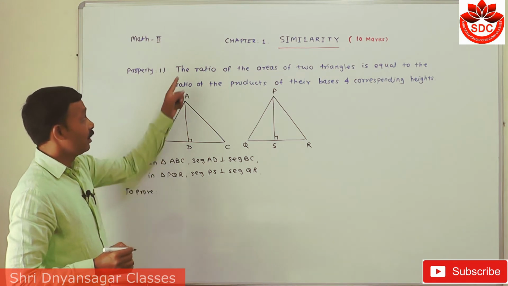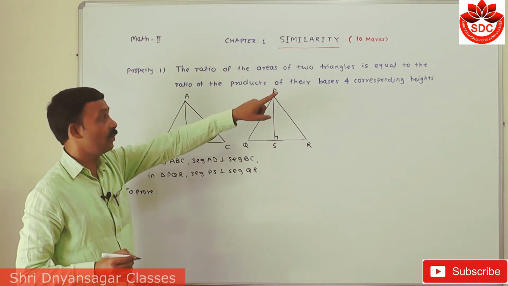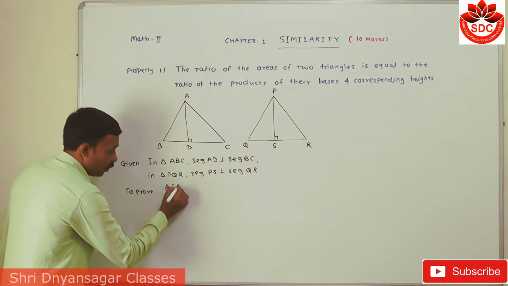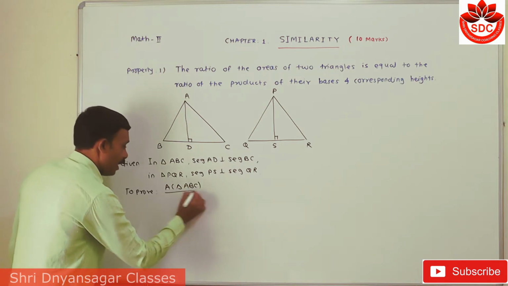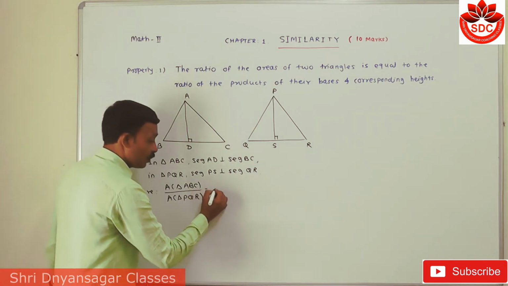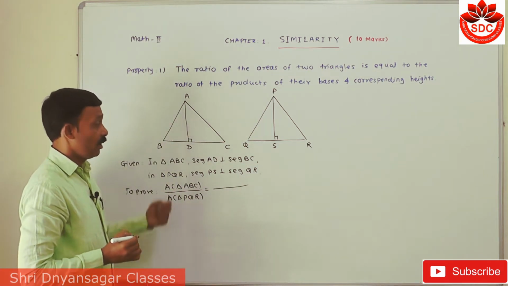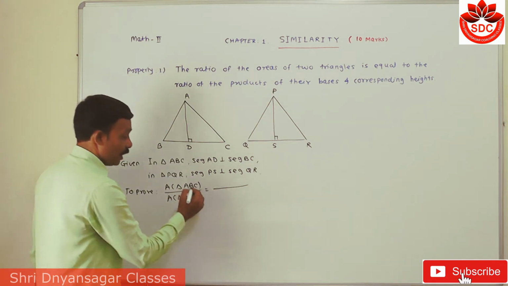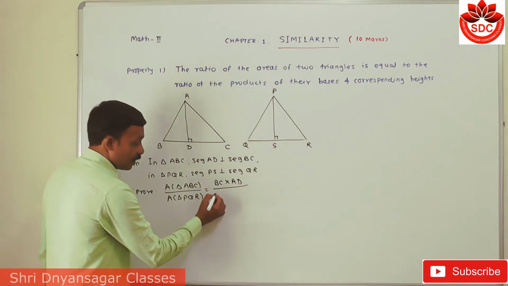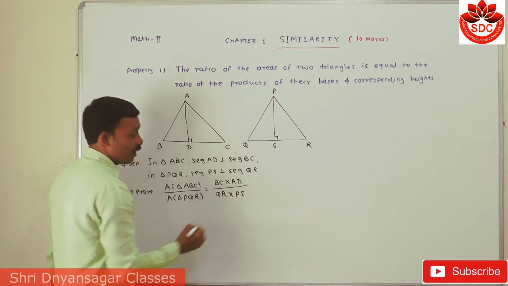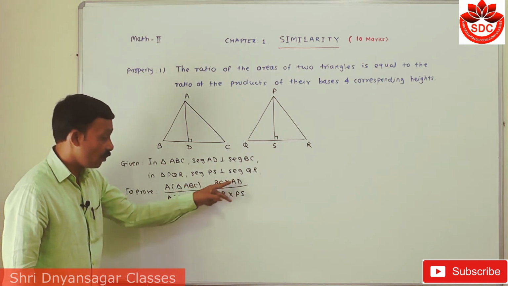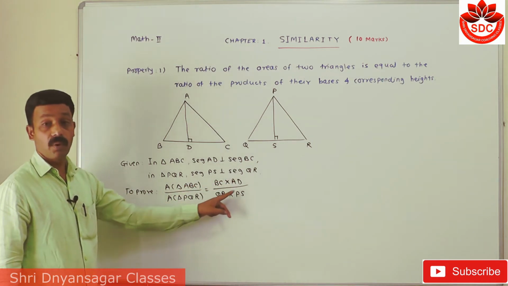the ratio of areas of two triangles is equal to the ratio of the product of base and its corresponding height. This means the ratio of areas of two triangles, the first triangle is ABC and the other triangle is PQR. The ratio of these two triangles is equal to the ratio of the product of base and its corresponding height. The base of the first triangle is BC and its corresponding height is AD. The base of this triangle is QR and its corresponding height is PS. We have to show the ratio of areas of these two triangles is equal to the ratio of the product of their bases and corresponding heights.